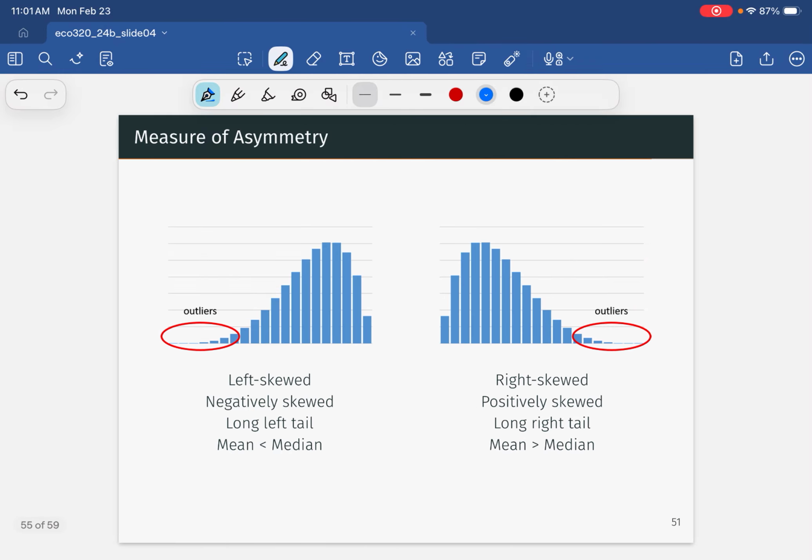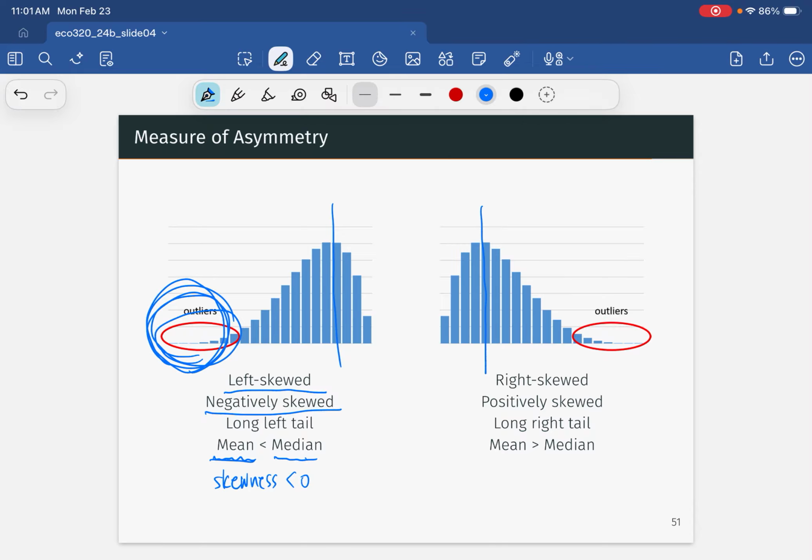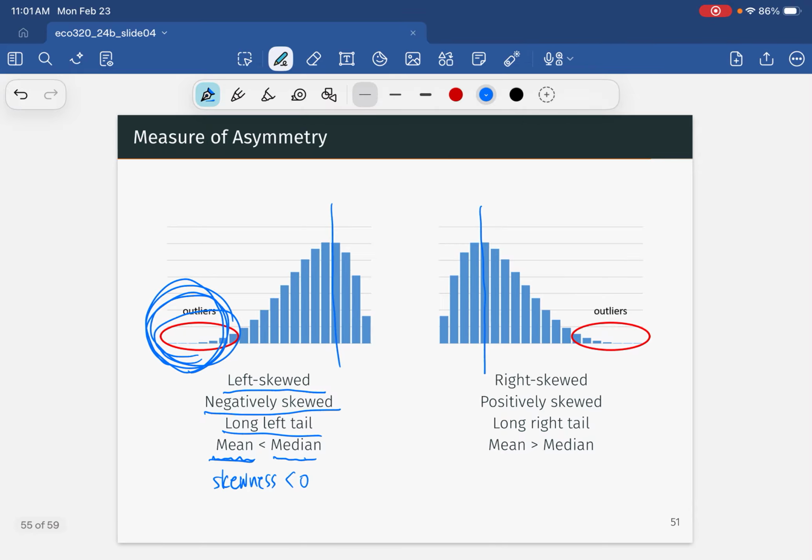Okay, histogram wise, the center is here, and we call outliers that are far away from the mean, and if outliers are on the left hand side, we call that left skewed or negatively skewed. In this case, the skewness measure will be negative. And also, remember, these extremely small outliers will drag down the mean more than the median. So mean will be smaller than the median. And the left tail is long.